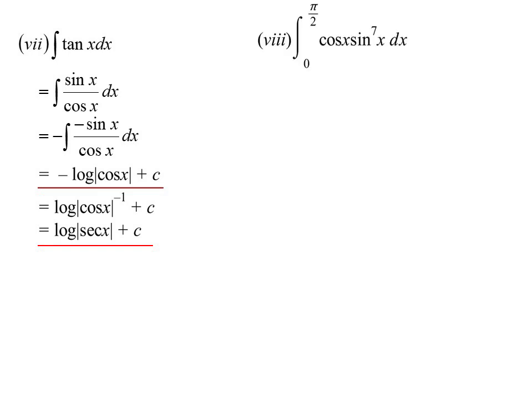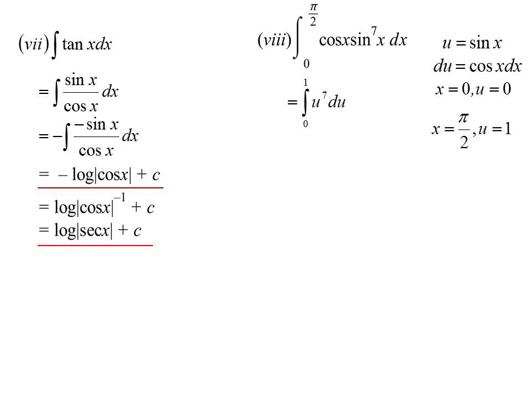Cos x sine to the power of 7x. Again, we want it in the form that we used to. I want derivative times the function, and the derivative of sine is cos. So I do actually have that. Now, if you don't see it straight away, look at this substitution. If I made u equal to sine x, then du becomes cos x. I've got to change the limits, of course. Now, when x equals 0, u equals 0. When x is pi on 2, u equals 1. And it just becomes u to the power of 7. So add 1 to the power, over the power, sub in, we got it.